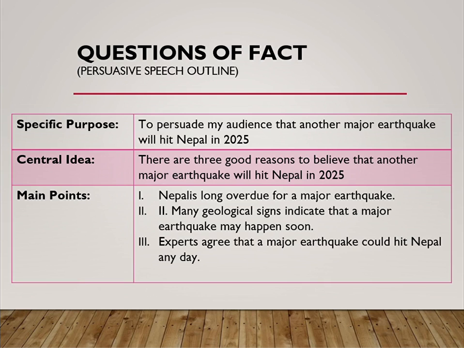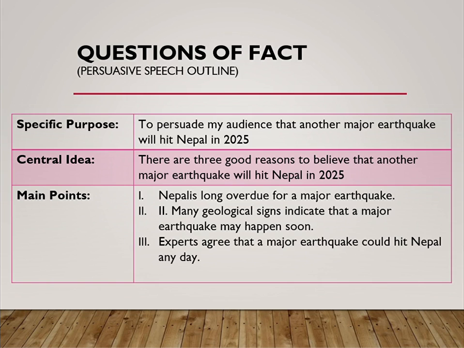This is a sample outline for questions of fact. Let's say we are talking about a persuasive speech outline. In the example given, the specific purpose is to persuade my audience that another major earthquake will hit Nepal in 2025. For the central idea, you should always highlight the main idea of your entire speech. So the main idea is there are 3 good reasons to believe that another major earthquake will hit Nepal in 2025. The main points are listed as such. Obviously your outline will be more detailed than this. This is just the very basic example of questions of fact.